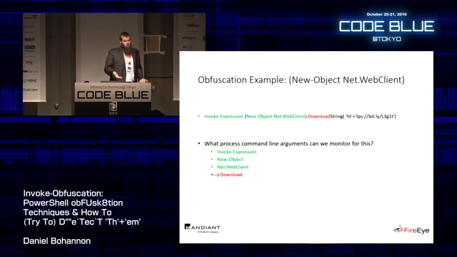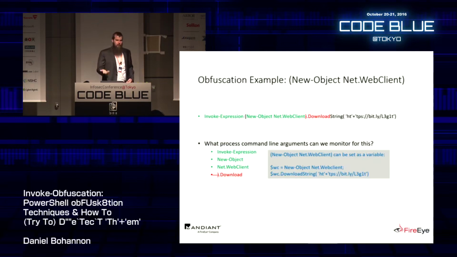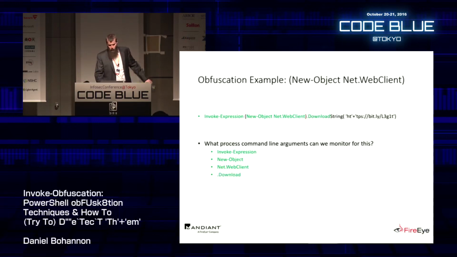The parenthesis, that doesn't have to be there. How? Well, we can set new object net.webclient as a variable, just like in this example here. So we'll just remove that parenthesis, so now we have .download.